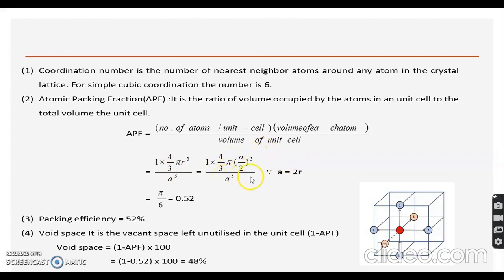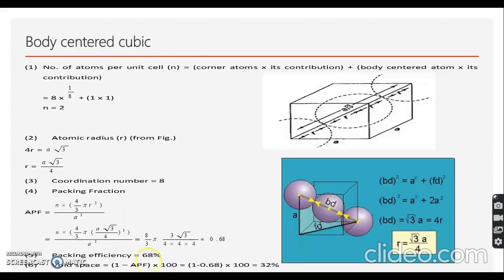So this a cube and a cube will cancel. Whatever numbers we try to find out in the division, we will get nothing but 0.52. So the packing efficiency will be 0.52 into 100, 52%, and the void will be nothing but 100 minus 52%, which is 48%. You can see that these are very comparable numbers. That is, its occupancy is 52%, but its void is also quite large, that is 48%. Now we go to the next one, that is body centered cubic.